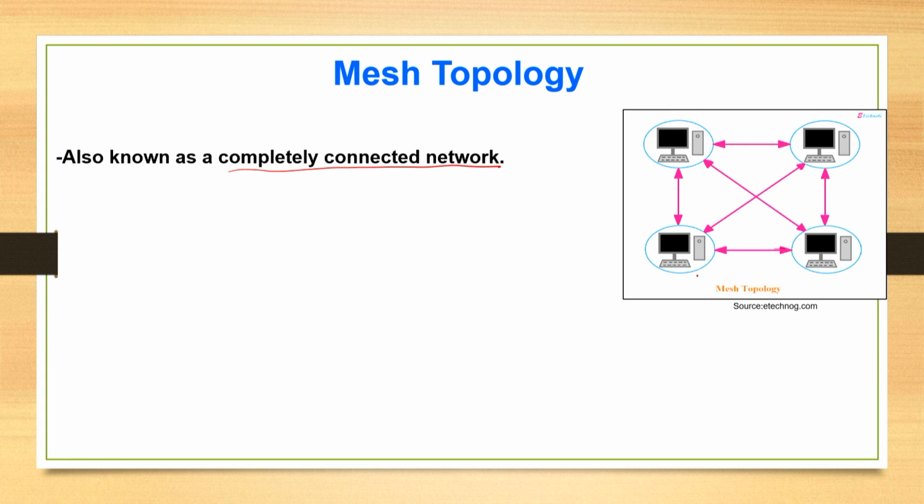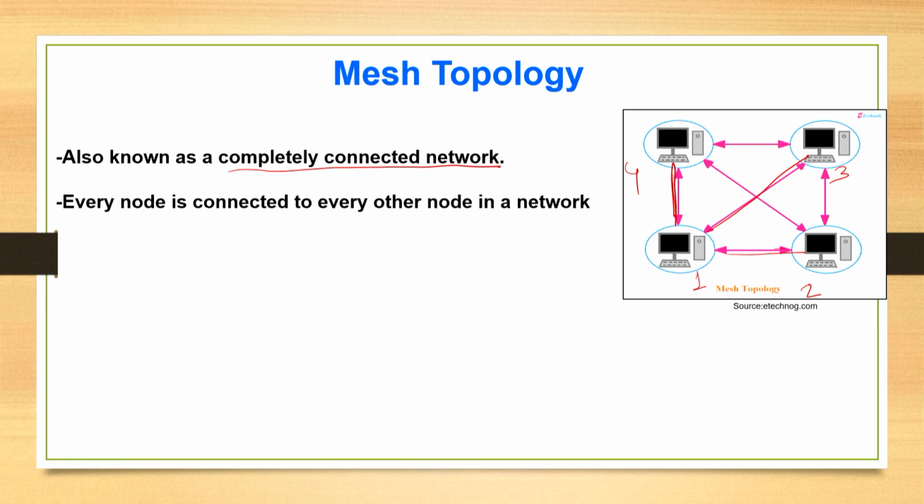So if this is 1, this is 2, this is 3 and this is 4 computer systems, 1 is directly connected to 2, 1 is directly connected to 3 and 1 is directly connected to 4. Similarly, 2, 3 and 4 are all connected to each other directly. That's why it is called a completely connected network. Every node is connected to every other node in a network. And what type of connection is there? It's a point-to-point connection between them.